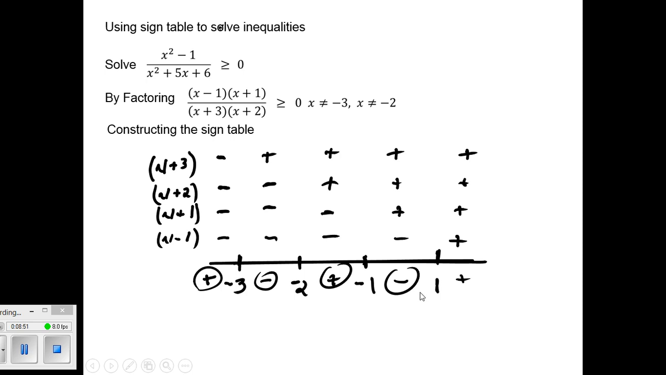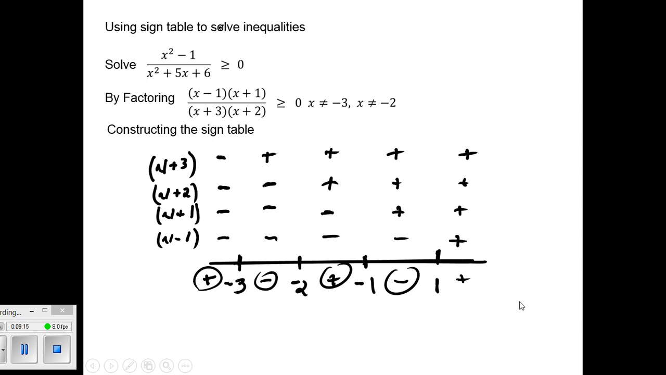Now we know why we need to generate those sign tables. Because what are we after? When are the products and quotients of these factors greater than 0? When are they positive? There we go. There's one right there, from -infinity to -3. There again from -2 to -1, and 1 on out.